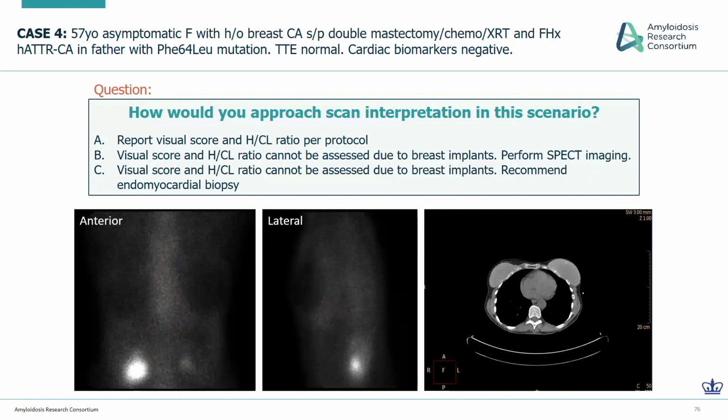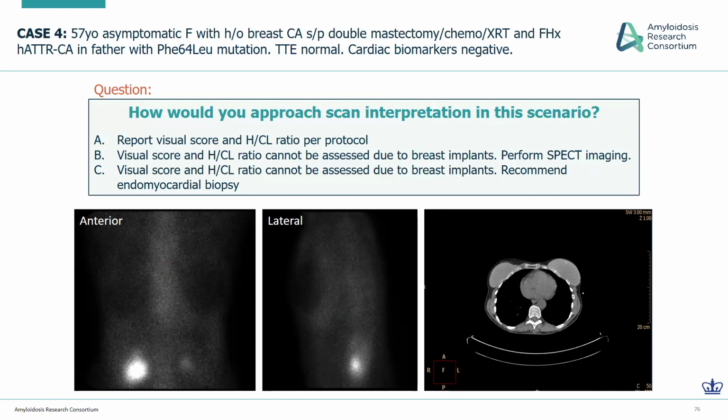Great. And case number 4. This is a 57-year-old asymptomatic female. She has a history of breast cancer and a double mastectomy, received chemo and XRT. She has a family history of ATTR cardiac amyloid in her father. He has a Phe64Leu mutation. This is associated with a mixed phenotype of both cardiac and neuropathic involvement. Her echo is normal, cardiac biomarkers are negative, and she undergoes a scan, again, under this construct to see, does she have early cardiac involvement? Sabi, what do you think of these?